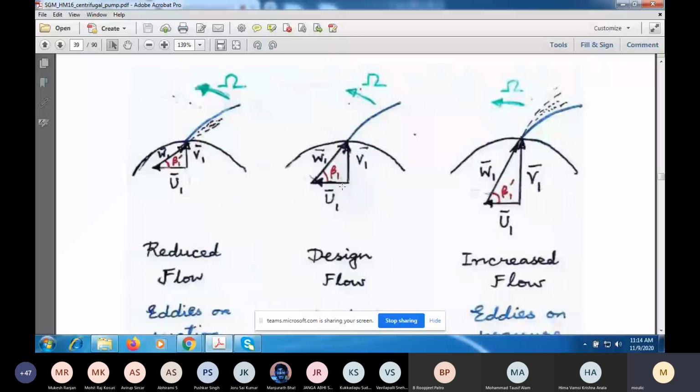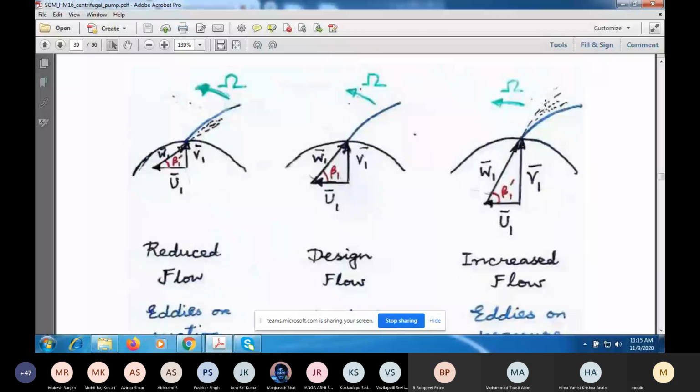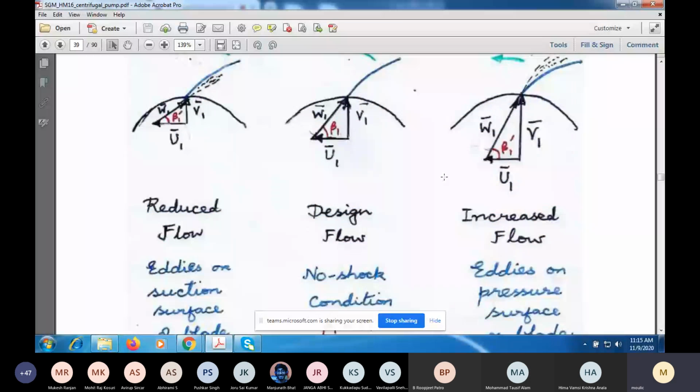So if you keep the angular speed the same and either reduce or increase the flow rate from the design value, you get a triangle where this vertical line is either longer or shorter. If it's shorter, then eddies will form on the suction side of the blade. If it's larger, eddies will form on the pressure side of the blade. These are turbulent eddies, and there will be some loss associated with them. This loss will be proportional to the square of the difference between the flow rate and the design flow rate, because at the design flow rate, these eddies are not there.